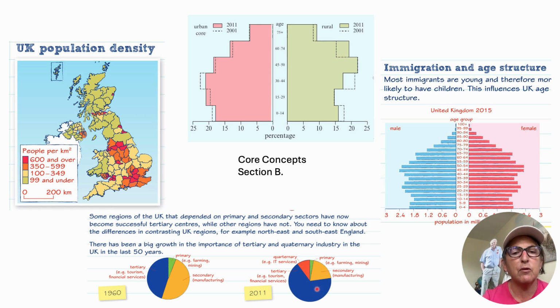Look at the growth in the amount of people employed in tertiary jobs, financial services, tourism, any kind of service, but look what has emerged, and what is emerging is the quaternary sector. So this knowledge economy is starting to emerge now as a main employment opportunity, primarily in the southeast.